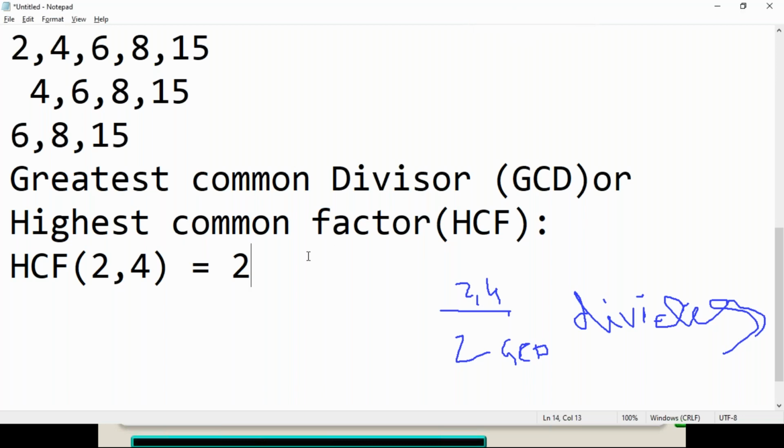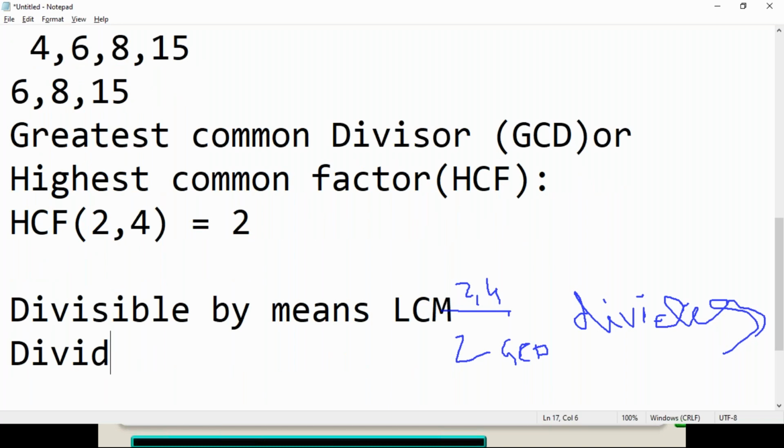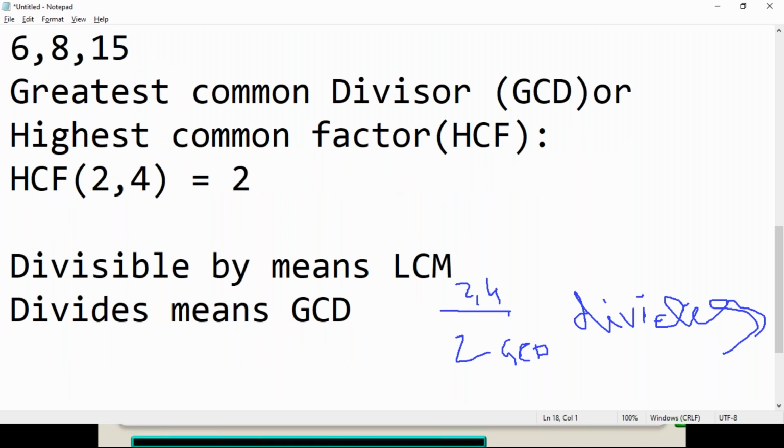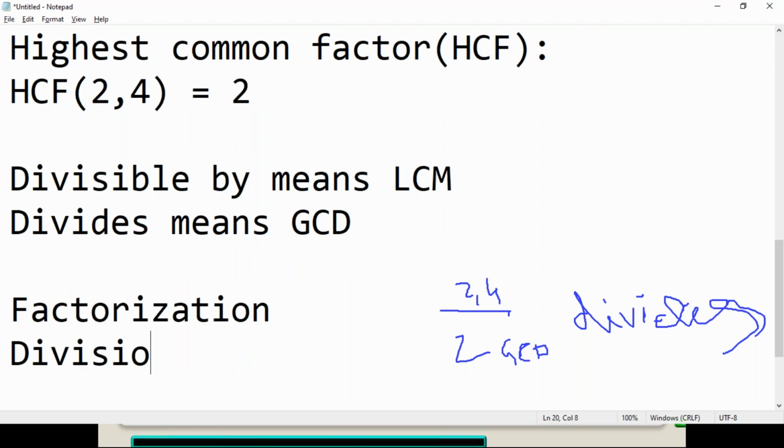So in our point of view, divisible by means LCM in any way, no problem. Divides means GCD. Divisible by means LCM, divides means GCD. So I will explain both the methods to understand, because some of you forget how to find the GCD. This is the right time to place it, but we don't want to spend complete time finding the LCM or GCD. Understood? There are two methods to find the LCM and GCD: factorization method and division method.